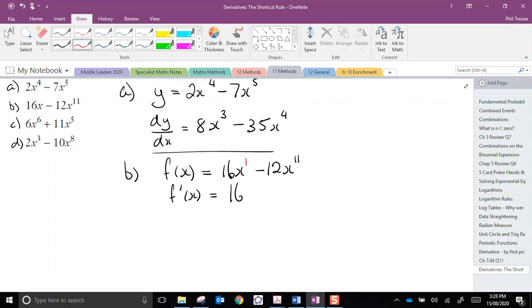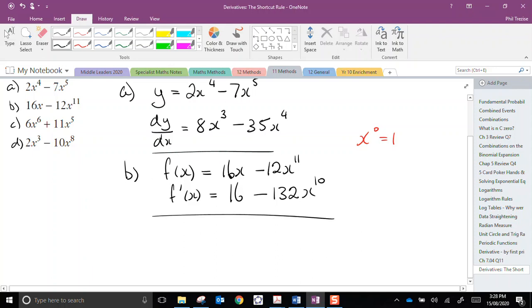Now what happens when I reduce from power of 1? I end up with x to the power of 0. Again, I've put that in red because you don't need to write that. X to the power of 0 equals 1. So really, that bit is just 16. I'll take those red bits away because they were only there to explain what was happening. Then I have 11 times negative 12, that's negative 132. X, we reduce the power to the power of 10.